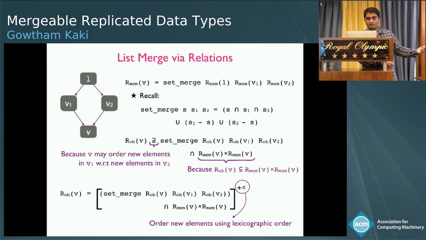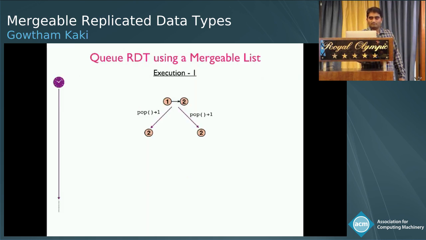Right. So if you can order new elements using lexicographic ordering, then we essentially can deterministically come up with the ROB, the occurs-before relation of the final list. And once we have that, we can use it with RMEM to compute the final list, right? So let's see how this works out with the push the queue example.